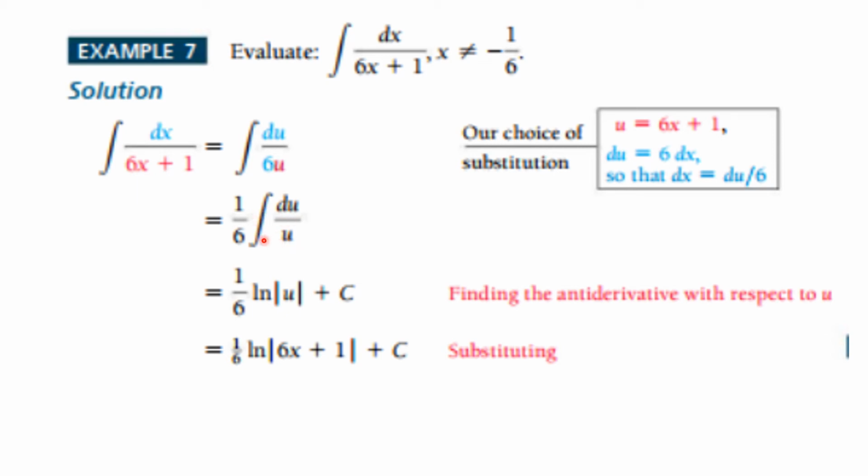Well, this integral is known to be the natural logarithm of the absolute value of u. So it's 1/6 that, and I add a c for the constant of integration. And then I reverse my substitution and get this as an answer. The absolute values are important in this case because 6x plus 1 can be negative or positive.